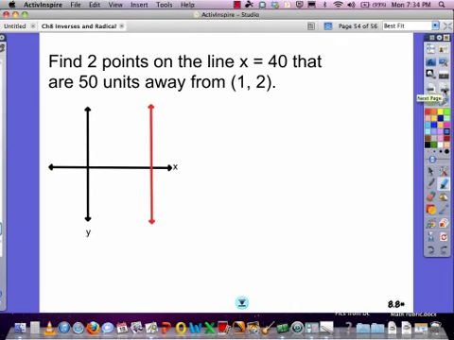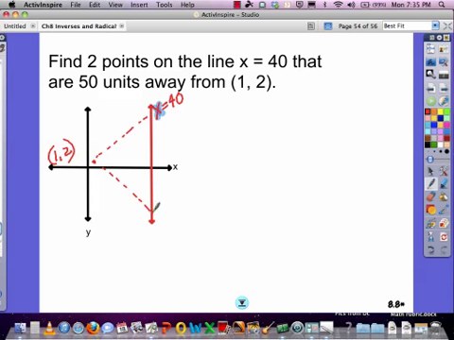Now, on this one, when we say find 2 points on the line x equals 40, x equals 40 is a vertical line, so let's just label this. Let's get my pen back out, not my highlighter, and we'll go to red. So we're now going x equals 40. That's my vertical line. Find 2 points on that line that are 50 units away from the point (1, 2). Now, if that's x equals 40, I'm just guessing that that might be the ordered pair (1, 2). Okay? Now, if that's (1, 2), and we're 50 units away from that line, then we're looking at probably that triangular look. Something up there and something down here.